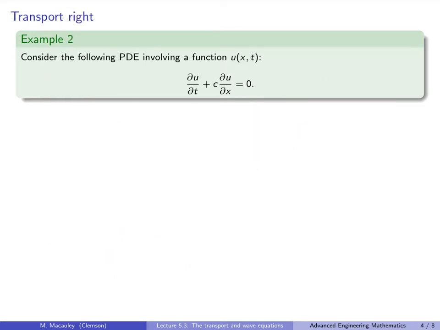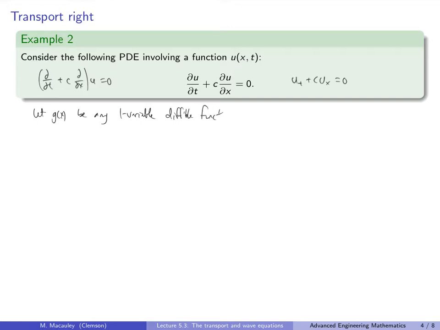Our next example is very similar to the previous one, except now we have a plus here instead of a minus. So this is the PDE u_t plus c u_x equals 0, or we can write it as d/dt plus c d/dx, this operator applied to u equals 0, and we're looking for the kernel of this differential operator right here. So as before, let's call it g of x now, be any one variable differentiable function.